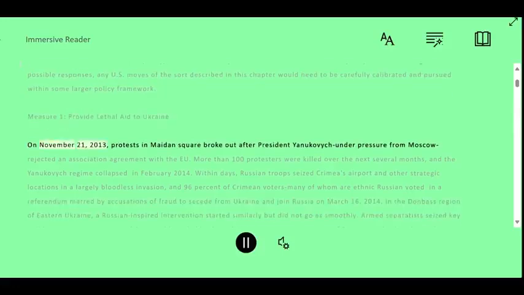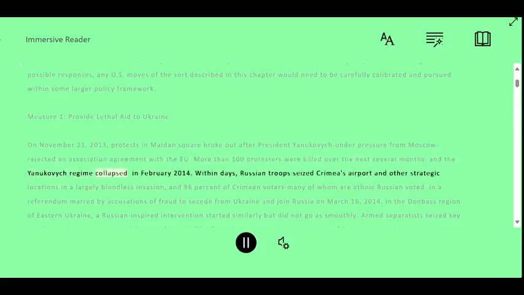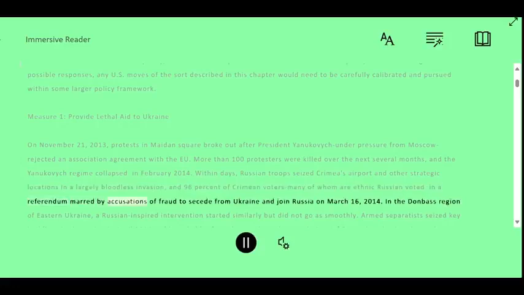On November 21, 2013, protests in Maidan Square broke out after President Yanukovych, under pressure from Moscow, rejected an association agreement with the EU. More than 100 protesters were killed over the next several months, and the Yanukovych regime collapsed in February 2014. Within days, Russian troops seized Crimea's airport and other strategic locations in a largely bloodless invasion, and 96% of Crimean voters, many of whom are ethnic Russian, voted in a referendum marred by accusations of fraud to secede from Ukraine and join Russia on March 16, 2014.